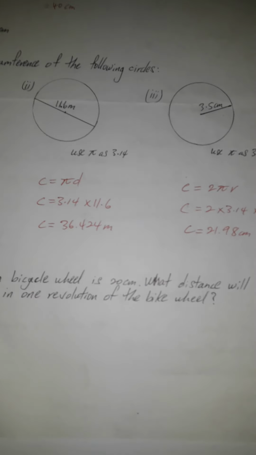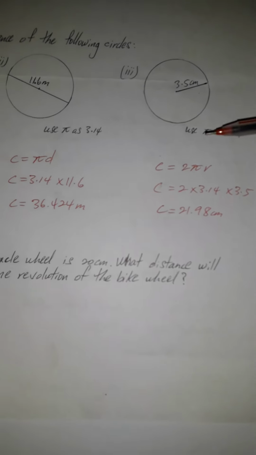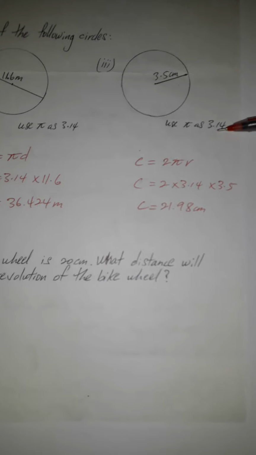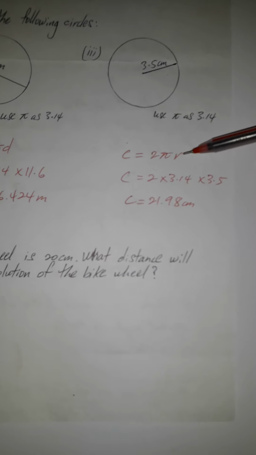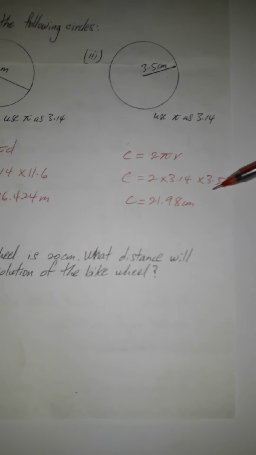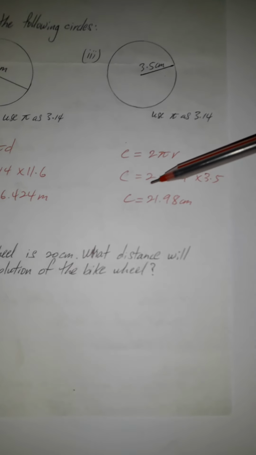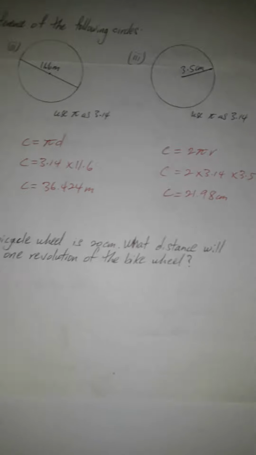Good. Here we are given a radius. I use this, and they tell us to use pi as 3.14. So 2 pi r. So 2 times pi times the radius which is given, and then use your calculator, multiply all of this at once, and there's your answer.